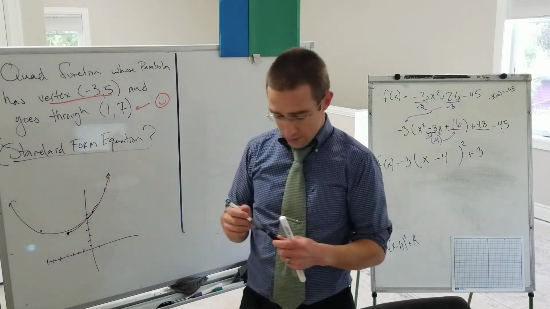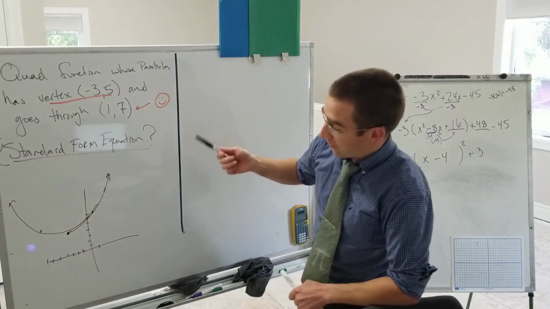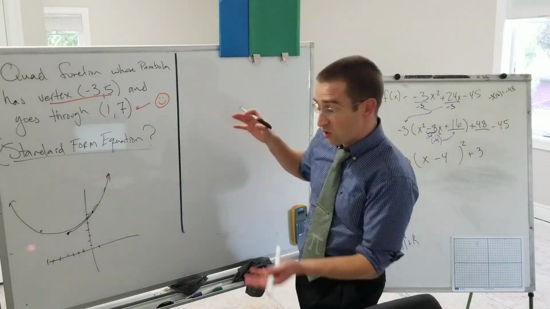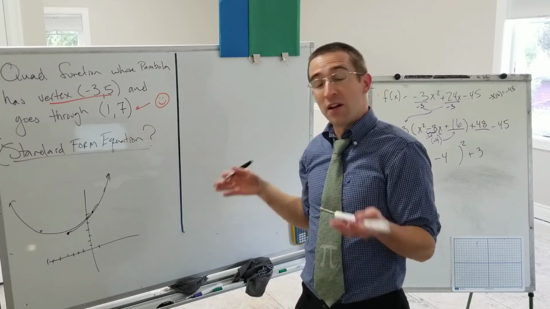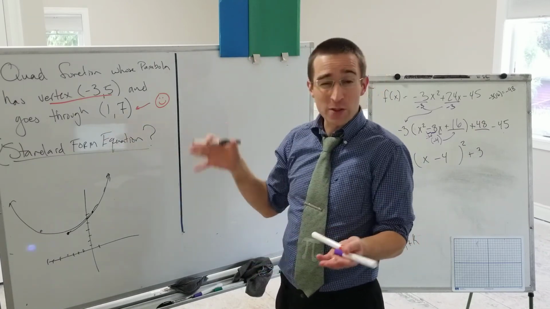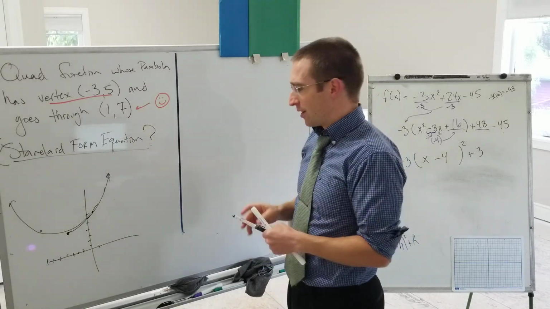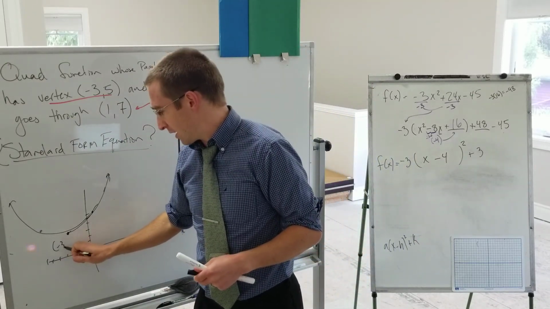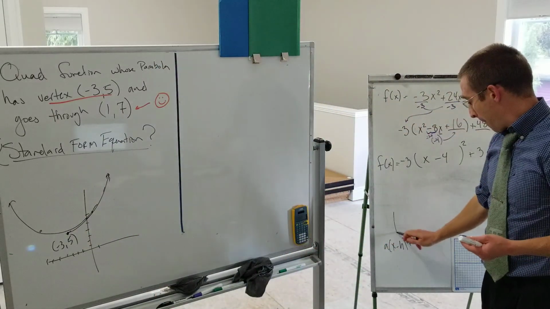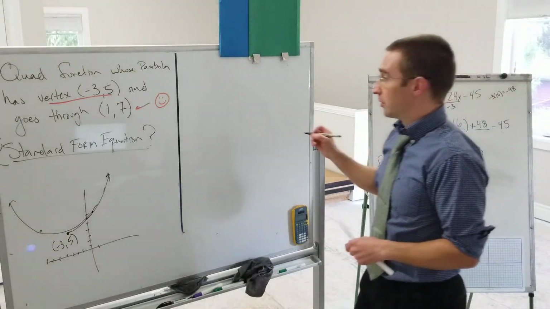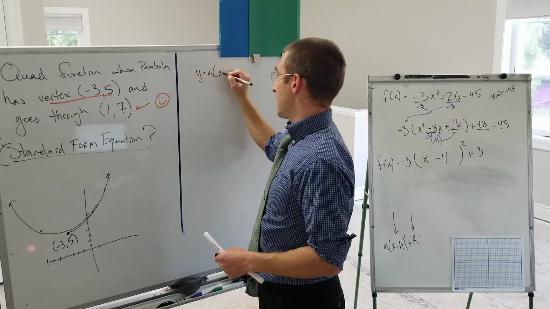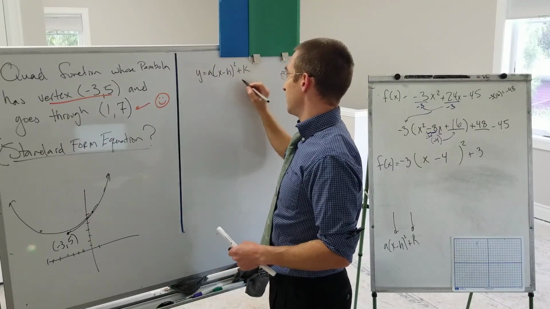So here, this graph is not very steep, right? You can see it's kind of squashed down. It's got probably a fairly decent sized vertical shrink on it. And that's what we're going to try to find. What is that vertical shrink? Because we know if the vertex is at -3, 5, we can plug that straight into the h and the k, right? Remember, y equals a times x minus h squared plus k.